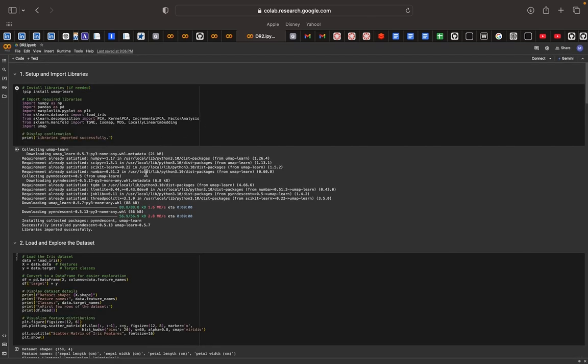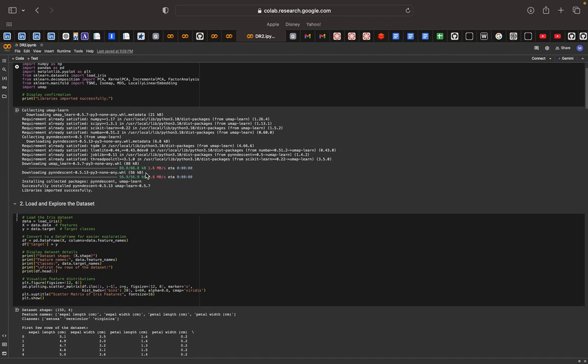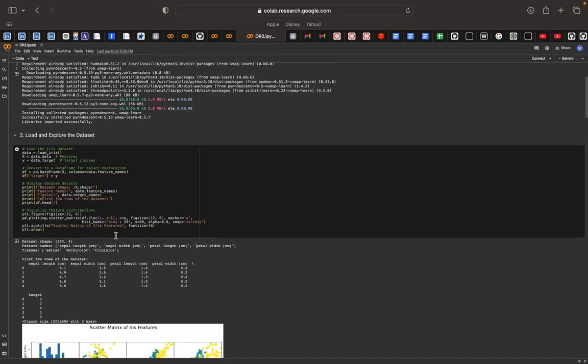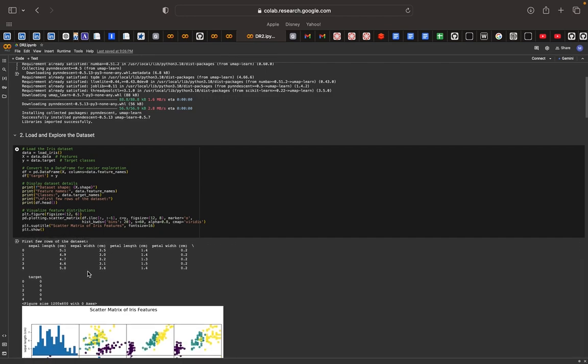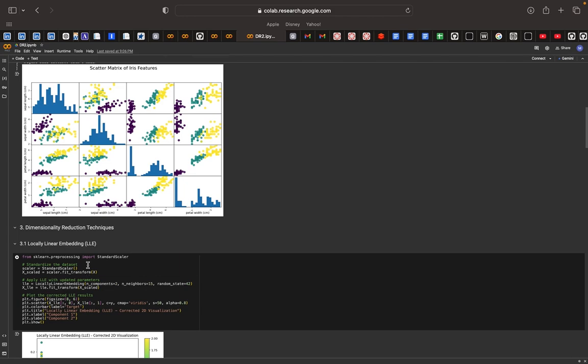Again we are importing and setting up the libraries here, and then we are using the Iris dataset, which covers iris flowers across three species. This is the structure of the data: sepal length, sepal width, petal length, petal width, and then target, where the target is basically the prediction. Then we are applying dimensionality reduction here.